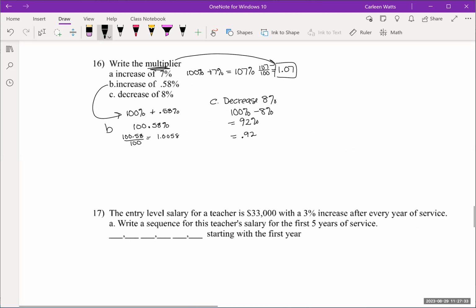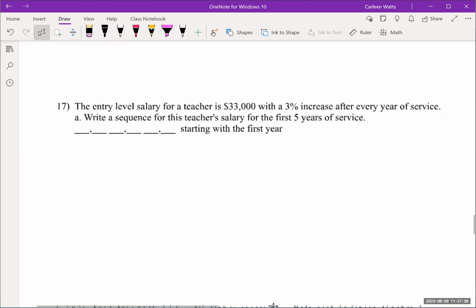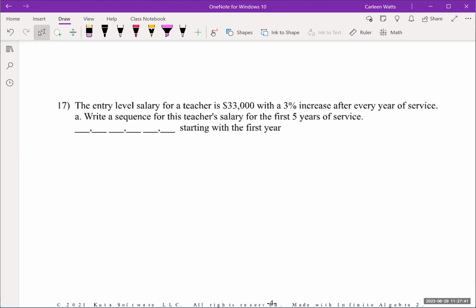Okay, number 17. The entry-level salary for a teacher is $33,000 with a 3% increase. So what is the multiplier? 5. Wait, is it not the exponent? Ooh, the exponent's going to be 5. Okay, but let's focus on the multiplier first. Careful.